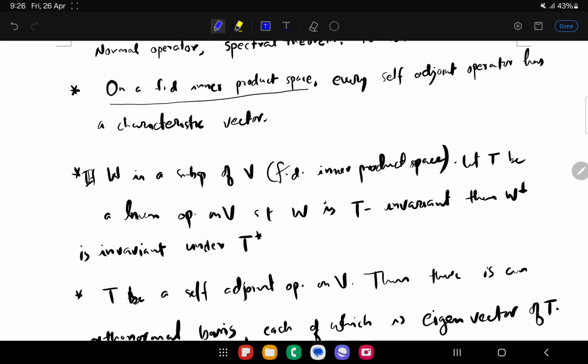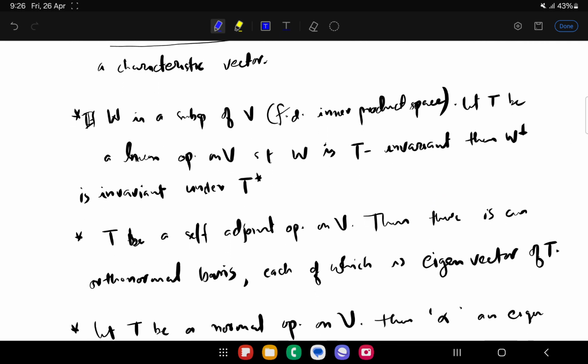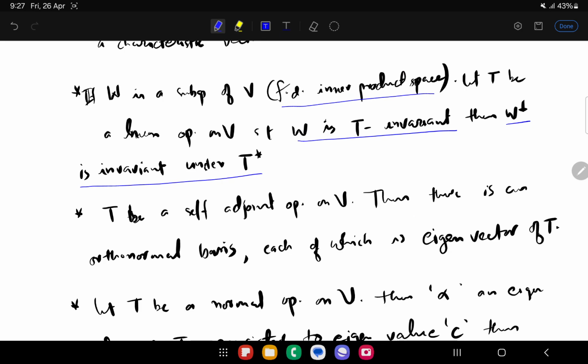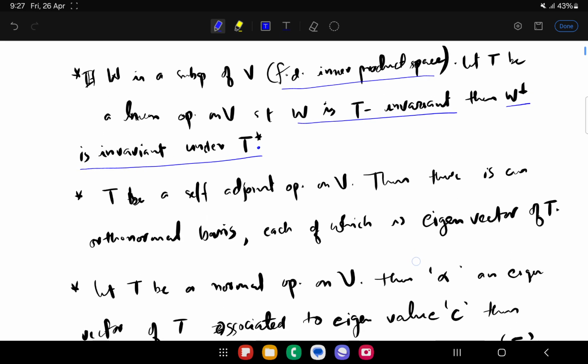Okay, so the next result was: if W is a subspace of V, and V is a finite dimensional inner product space, and let T be a linear operator on V and W be a T-invariant subspace, then W orthogonal complement is invariant under T star. This is also a very easy proof. For this you can see the class notes. See class notes if necessary.